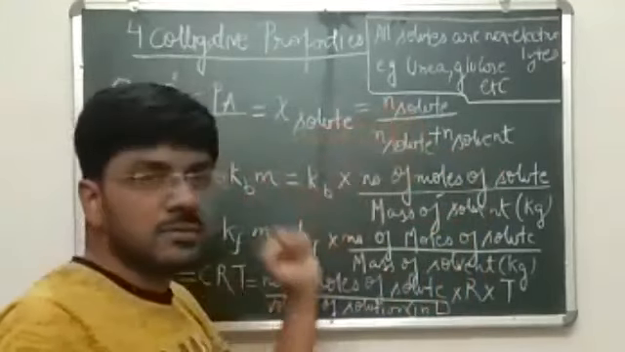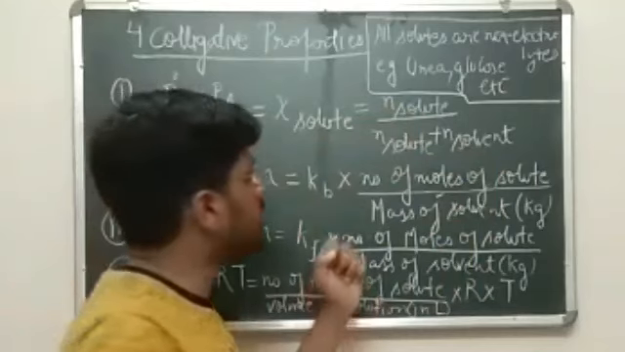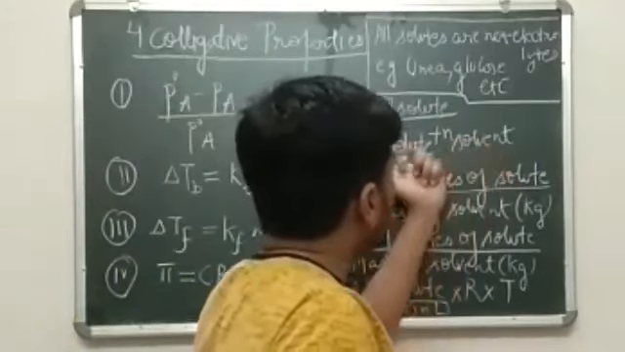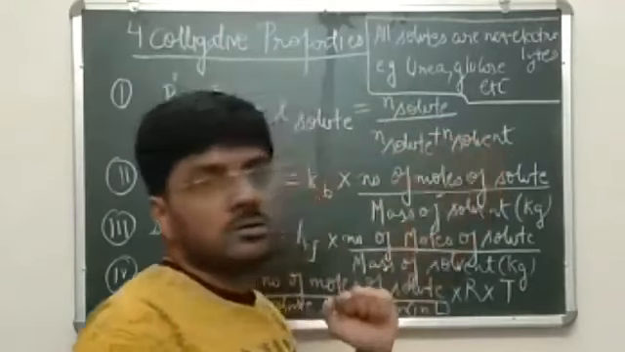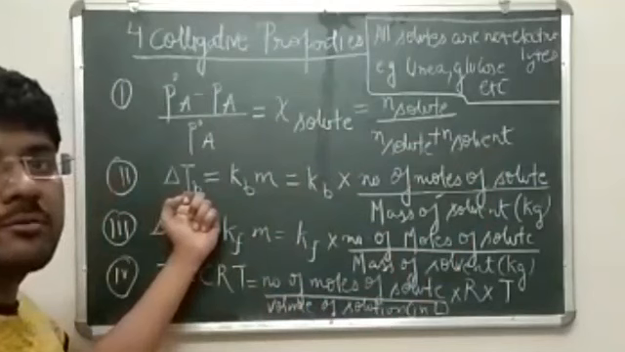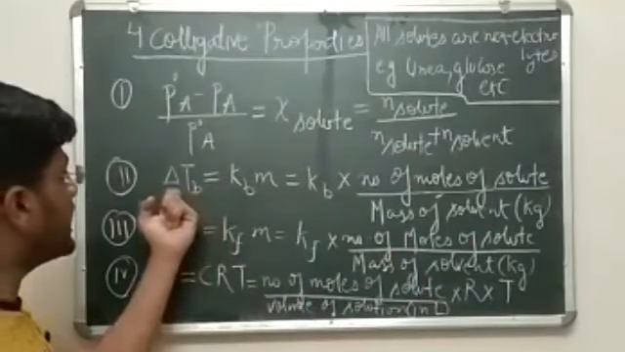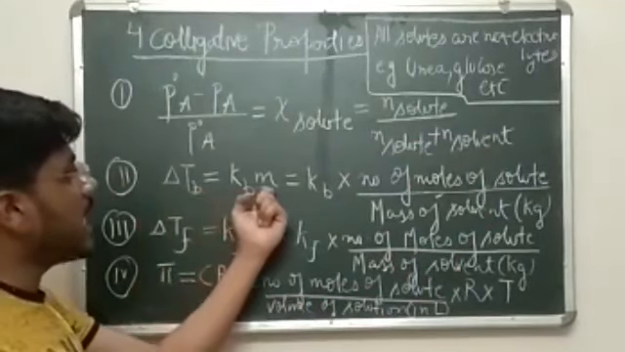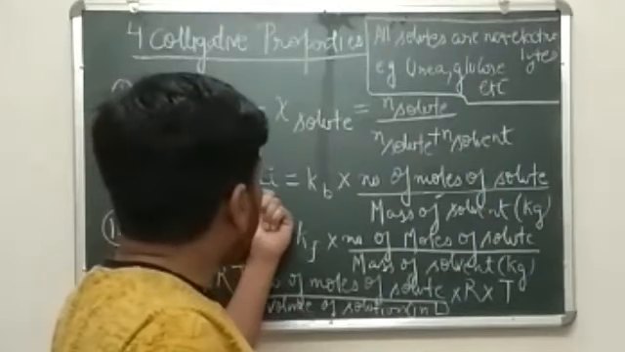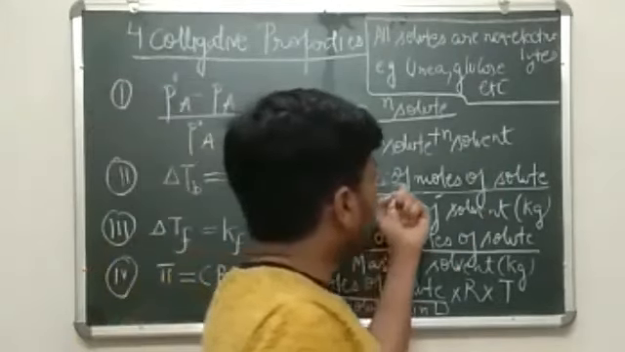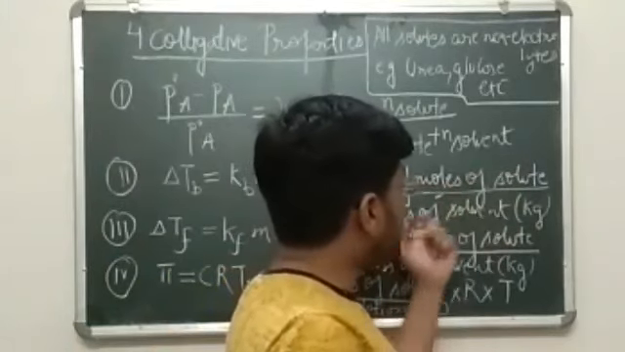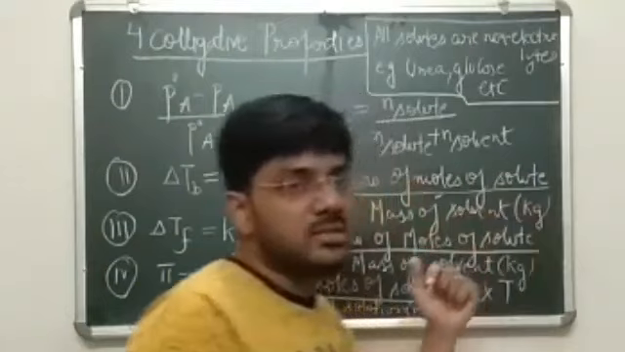But generally we will consider the dilute solution, so we will neglect the number of moles of solute in comparison to the number of moles of solvent. Second is the elevation in boiling point, which is given by the expression delta Tb is equal to Kb m, where Kb is the molal ebullioscopic constant and m is the molality. Molality of solution is defined as number of moles of solute divided by mass of solvent in kg.